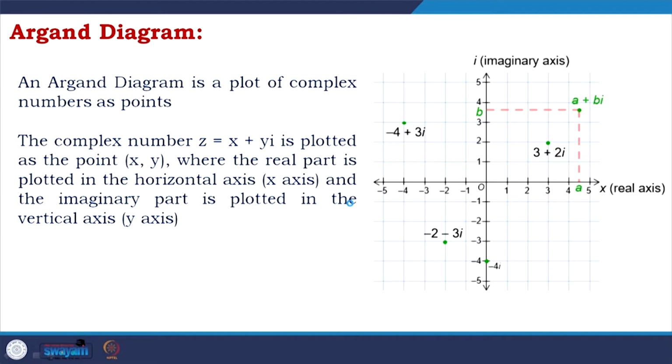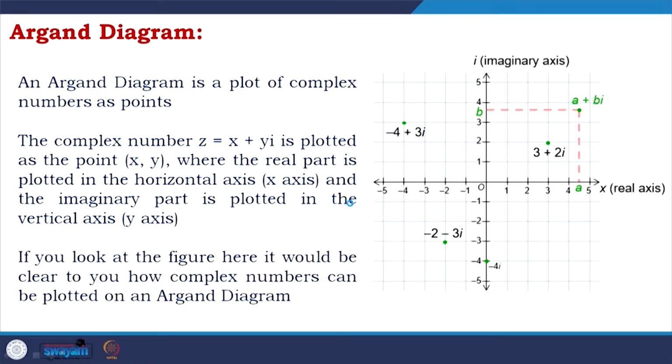is the y axis. So if you look at this figure, you will see that there is the real axis, the x axis, and there is the imaginary axis, and you see how 3 plus 2i, x plus yi, a plus bi, minus 4 plus 3i, minus 2 minus 3i, all could be plotted. This plot is called an Argand diagram.